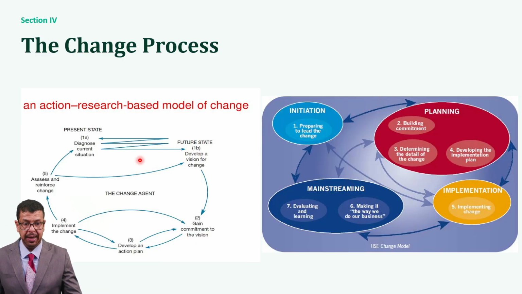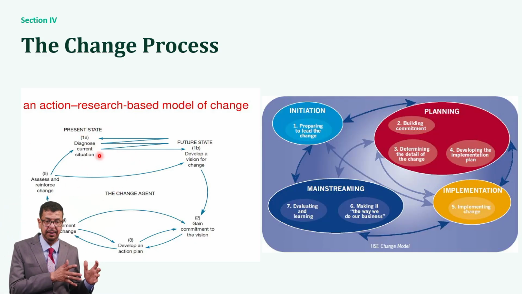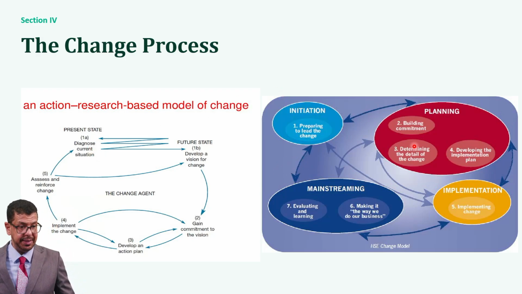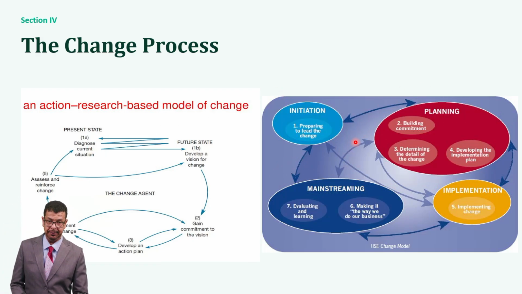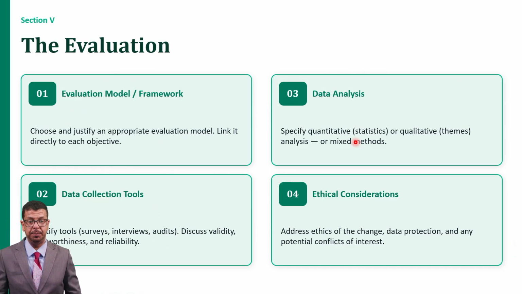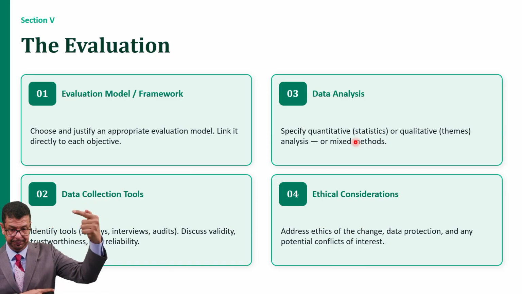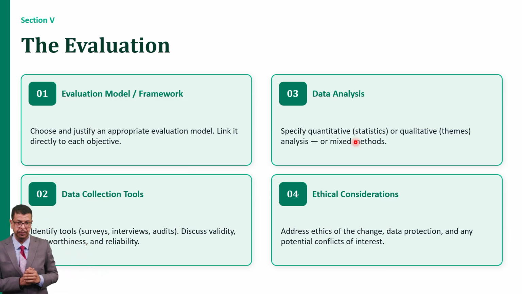We can use either Senior and Swell here on the left side, and we'll be discussing this model in detail, or the HSE model, as you can see here on the right side of the screen. The next section, which is the fifth section of the research proposal, should be evaluation. Here, you have to write briefly about the evaluation models, and among them, you have to decide to choose and justify the appropriate model that will be used in your proposal. And you have to link this model directly to the objective, which is about what change you want to introduce.